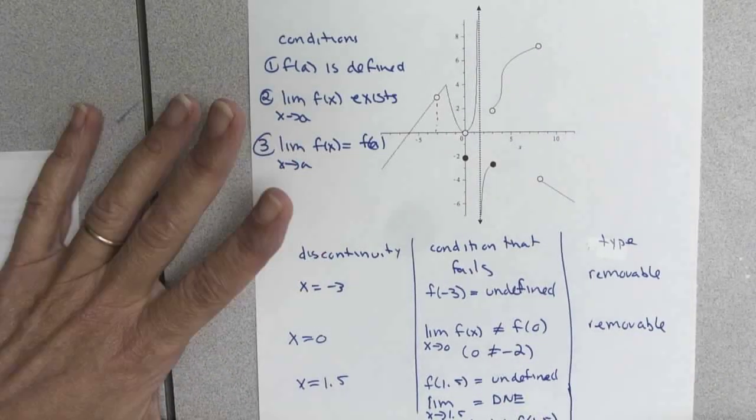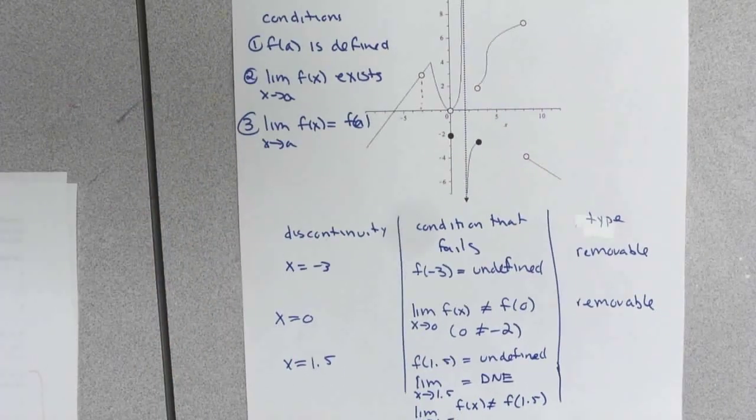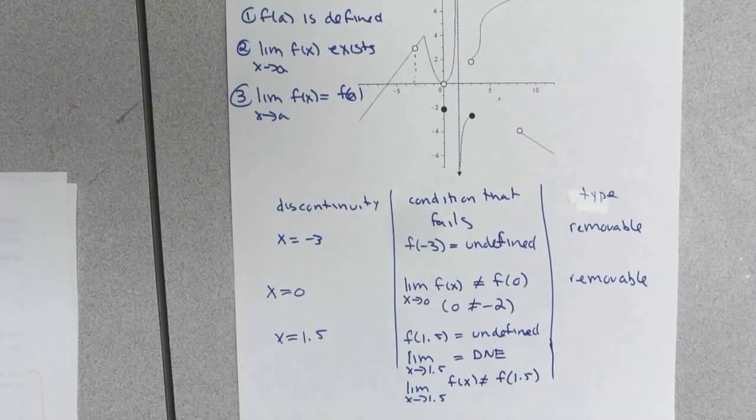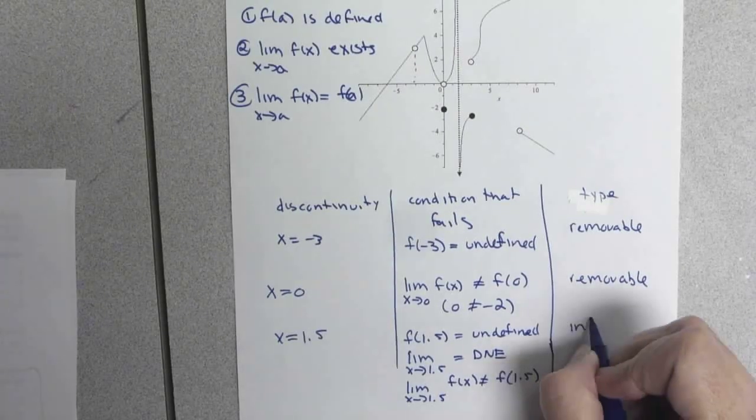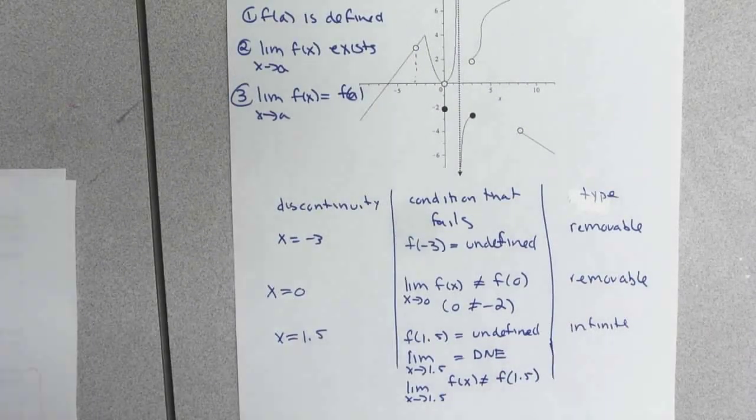Truthfully, condition 3 is always going to fail. If either condition 1 or condition 2 fails, then condition 3 has to fail automatically. I'm just writing down each thing that's going wrong. On a test or quiz, you could just give me the first one that comes along. Don't always just write down number 3. Give me the first one. And this guy would be called an infinite discontinuity.